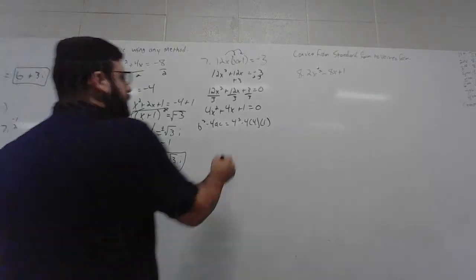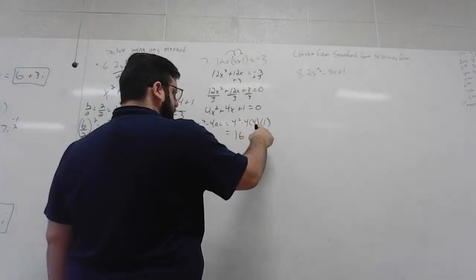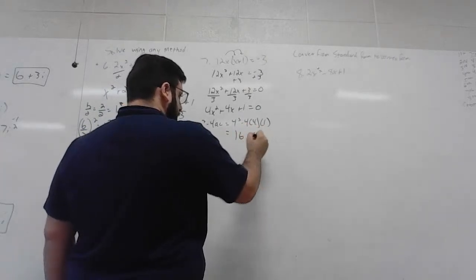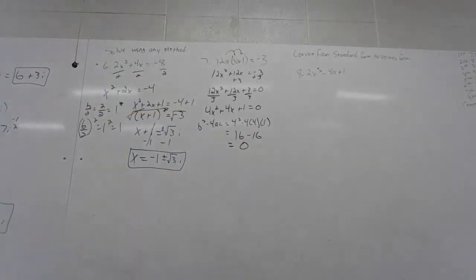Okay. So 4 squared is 16. 4 times 4 is 16. 16 times 1 is also 16. 16 minus 16 is 0. So my discriminant is 0. So what does that say about the solutions that I'm going to have? It's going to be one repeated real solution.